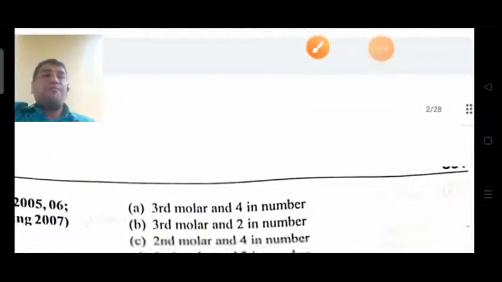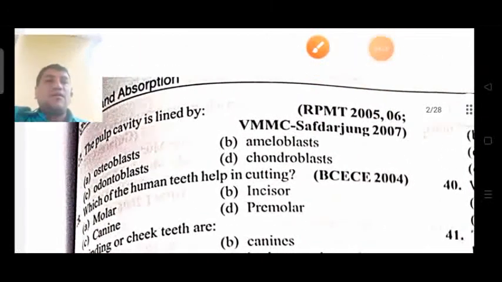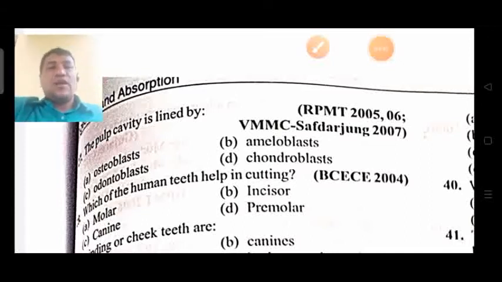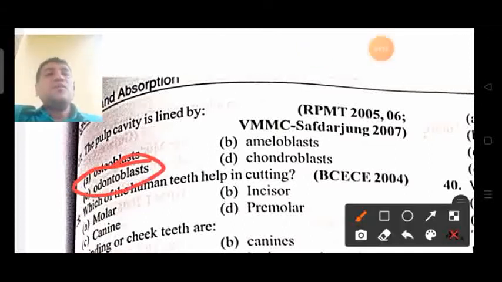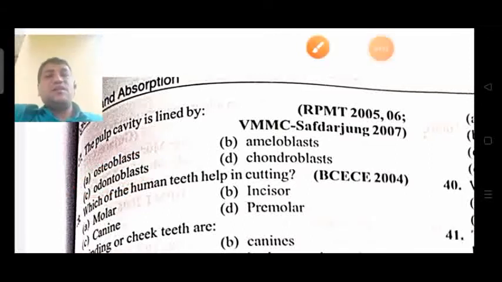question, the pulp cavity. The pulp cavity is lined by osteoblast, ameloblast, odontoblast, and chondrioblast. Already we have discussed that enamel is secreted by ameloblast, as well as the odontoblast, which also secretes the pulp cavity of the teeth.